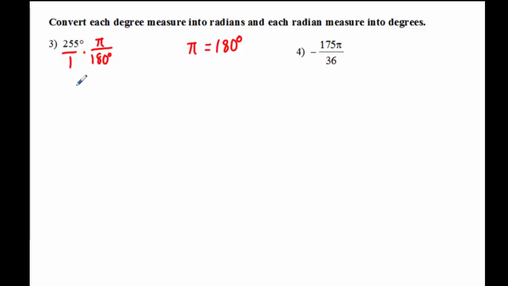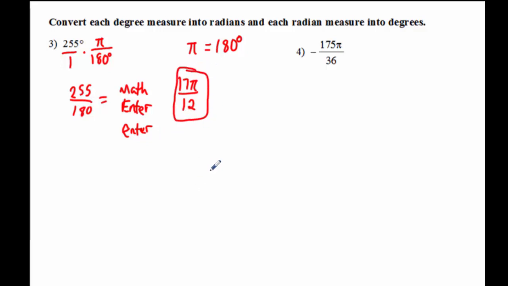To work this out on your calculator, you can do 255 over 180 and press enter and then change that decimal to a fraction by doing math, enter, enter. And so the calculator will do that for you and tell you 17 over 12. You just need to remember to put the pi back on top. Don't put the pi into your calculator. Leave the pi out and then put it back in your answer. So is that 17 pi? Yes, 17 pi over 12.